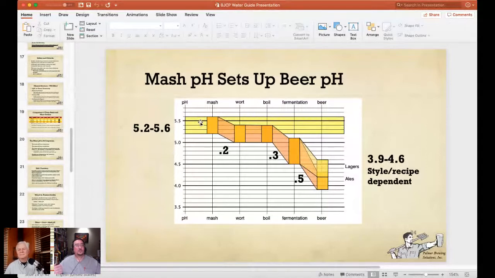During fermentation, the yeast are taking in amino acids. They're producing carbon dioxide. They're excreting protons. They also have a big effect on pH. They tend to change the pH by about a half. So this is how we get from our mash pH down to our typical beer pH range of about 4.0 to 4.6 for most beers. Lagers tend to be.